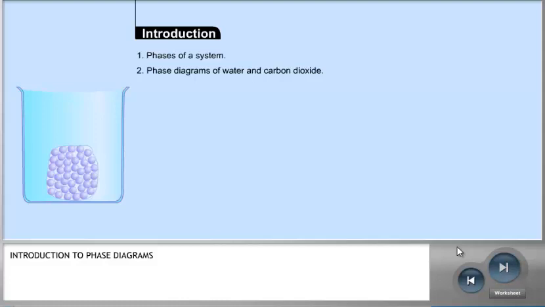You will also study the relationship between these phases using the phase diagrams of water and carbon dioxide as examples. Click on Activity 1 to begin your investigation.